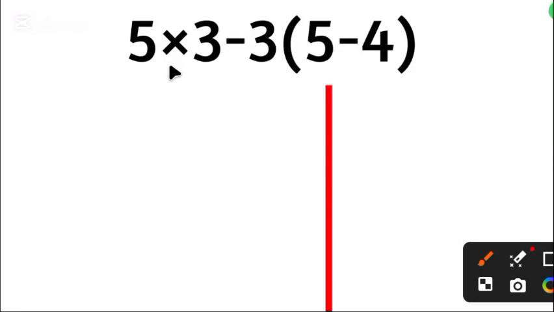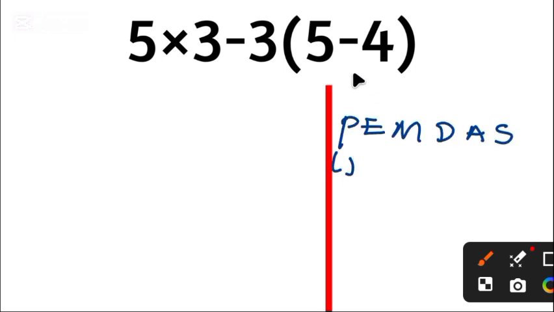In today's video, we are solving this equation. Now, we have different operations. So, for us to know the operation to begin with and to finish with, we have to follow the order of operation called PEMDAS.